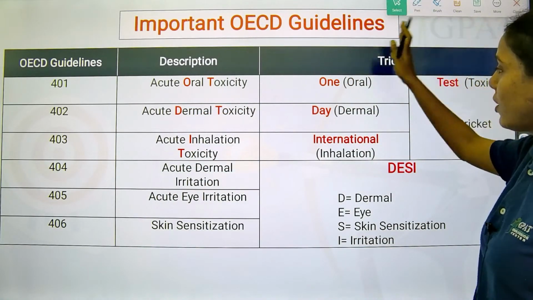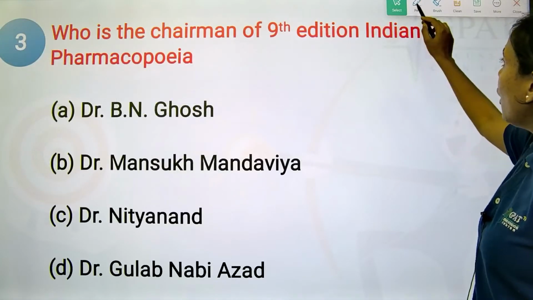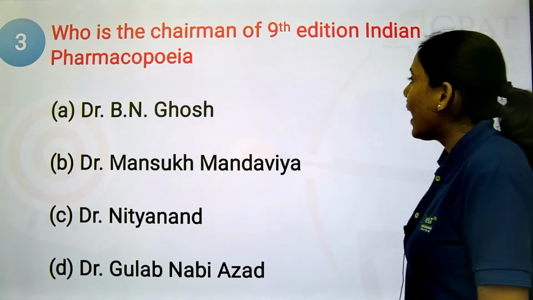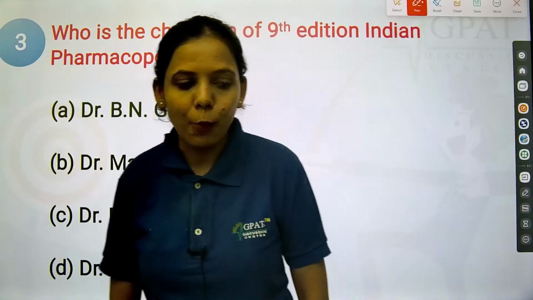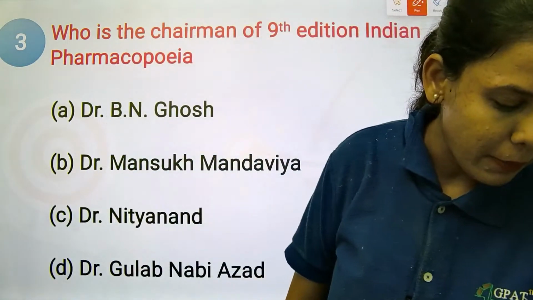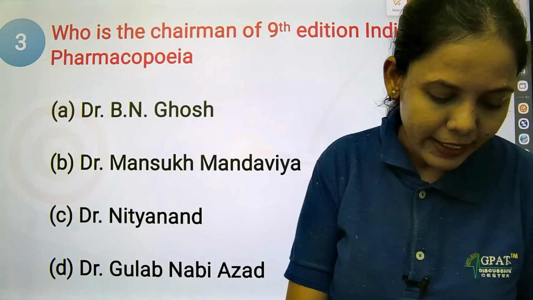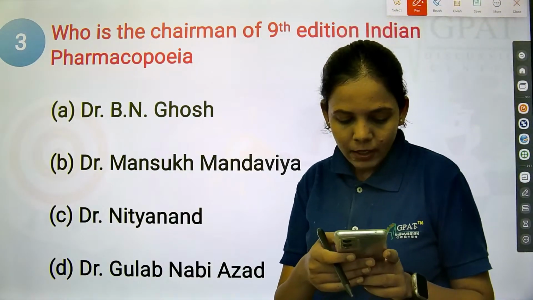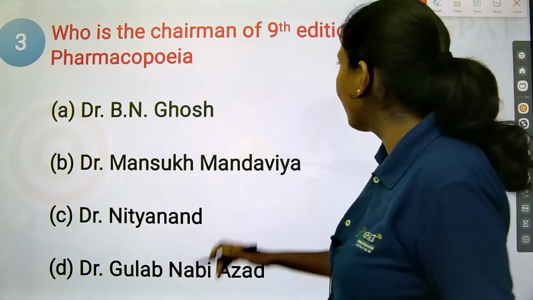The next question is, who is the chairman of 9th edition of Indian Pharmacopoeia? Yes, can you tell me who is the chairman? 420 is fixed dose. Very good. Shall I repeat the trick for the first one?